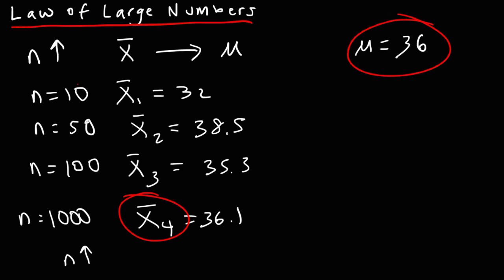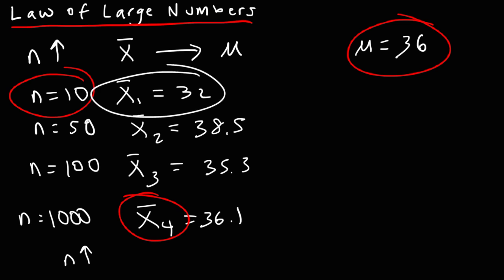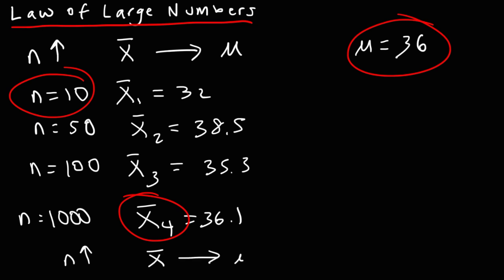Because if you have a small sample, an extreme value or an outlier may greatly affect your mean. If you ask one person who's like 100 years old, this will greatly affect the average. Or if you ask a baby who's less than 1 year old, it's going to affect the average big time. But the basic idea behind the law of large numbers is that as n goes up, the mean of the sample gets closer and closer to the population mean.